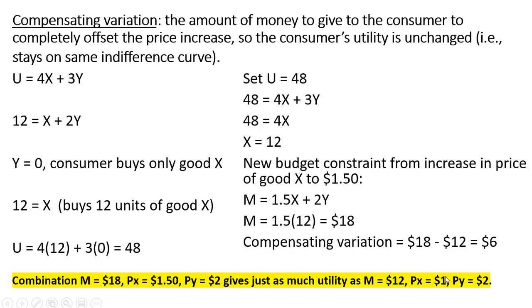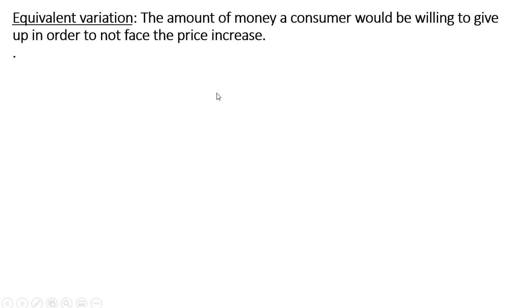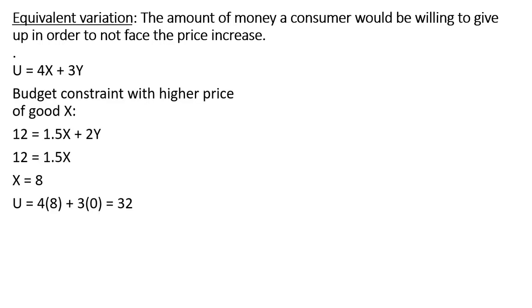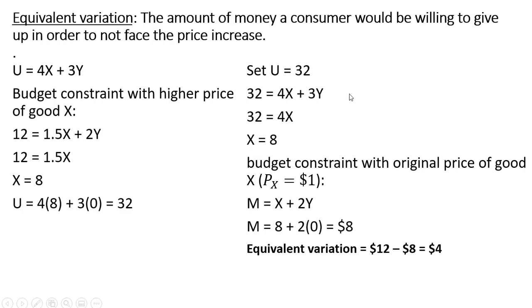Now let's look at the equivalent variation, the amount of money a consumer would be willing to give up in order to not face the price increase. So we start with the budget constraint at the higher price of $1.50. At $1.50, the consumer would buy 8 units of good X, plugging 8 into the utility function. Utility is 32. We're going to set utility equal to 32. Consumer's not buying any Y, so once again, Y is zeroed out in all of this. And we solve for X, X equals 8.